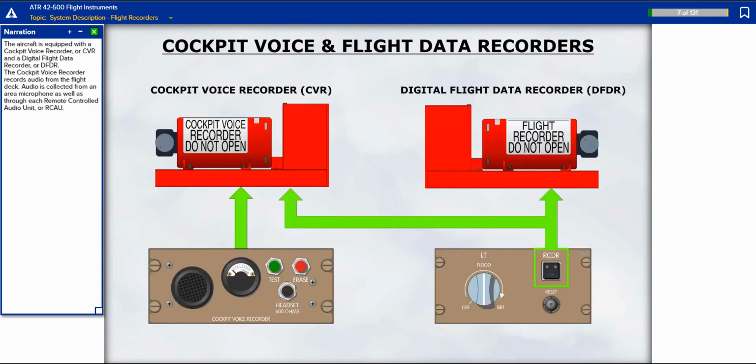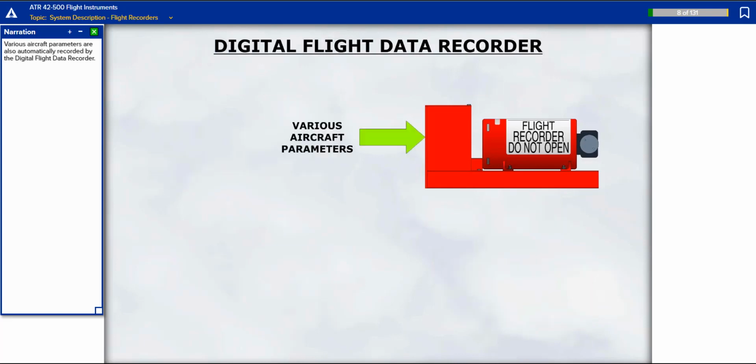The aircraft is equipped with a cockpit voice recorder, or CVR, and a digital flight data recorder, or DFDR. The cockpit voice recorder records audio from the flight deck. Audio is collected from an area microphone as well as through each remote-controlled audio unit, or RCAU. Various aircraft parameters are also automatically recorded by the digital flight data recorder.